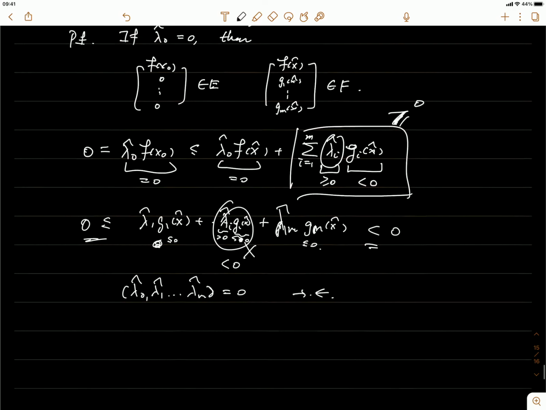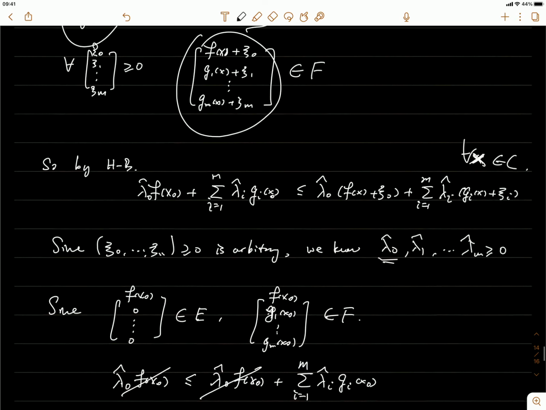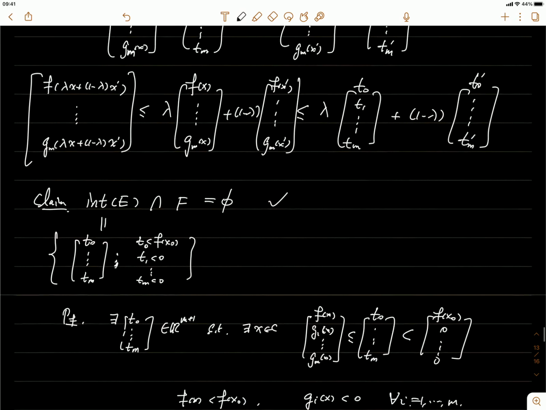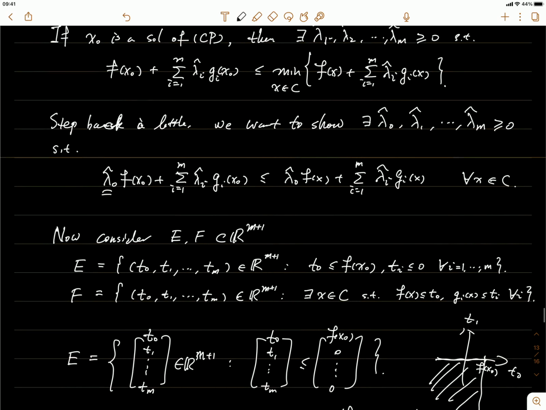Okay, and this implies that the lambda 0 here cannot be zero. Okay, and it's non-negative, and it's not zero, so it has to be positive. And since it's positive, we can divide it on both sides, like as we said at the beginning. Okay, we can just divide this on both sides, then we just call the lambda i over lambda 0 to be our new lambda i. And that finishes the proof.